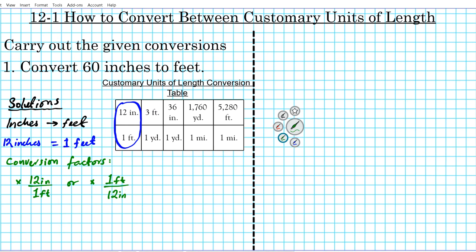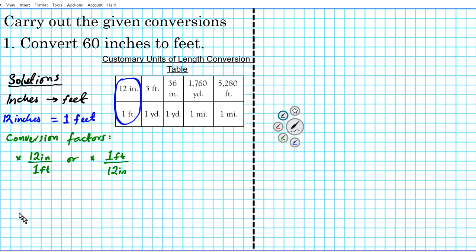So the question is, which one are we going to pick, the first one or the second one? To do that, all you have to do is write down your given value as a fraction with the units. We're given 60 inches. How do you write 60 inches as a fraction? Since it's a whole number, just put it over 1. Now, we want to convert this into feet by using one of these two conversion factors. Which one do we use?